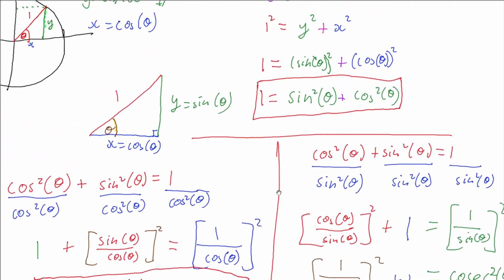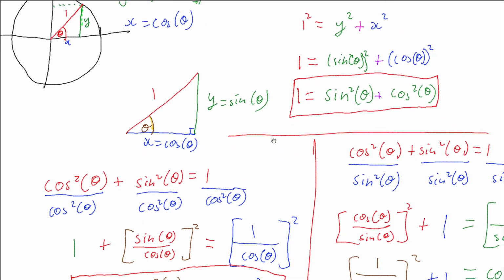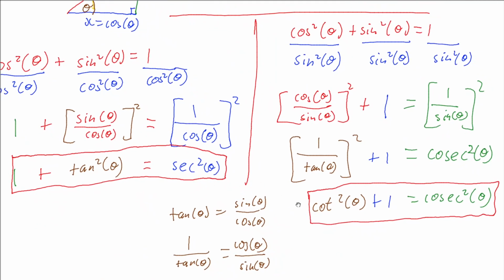So if we use our definition that sine equals y and cos equals x, and put that into the right angle triangle and apply Pythagoras' theorem to it, then we get the base Pythagorean identity, which turns up quite a lot in mathematics. But if we divide by either cos squared or sine squared of theta and tidy up what we have, I can get 2 more trigonometric identities: 1 plus tan squared theta equals secant squared theta, and cotangent squared theta plus 1 equals cosecant squared theta.